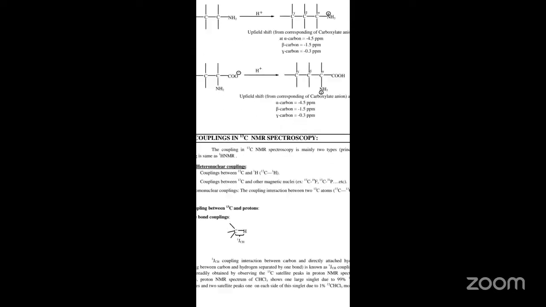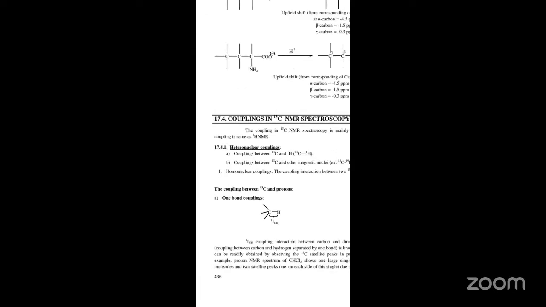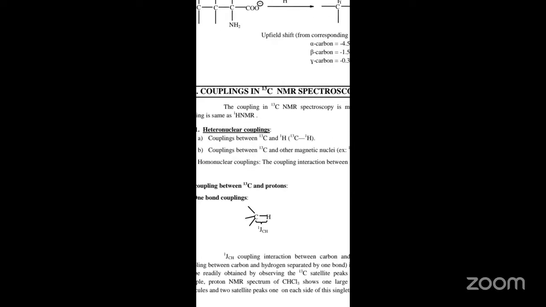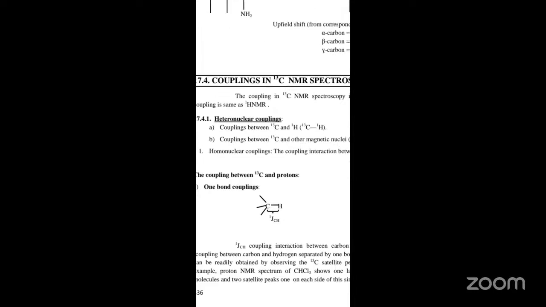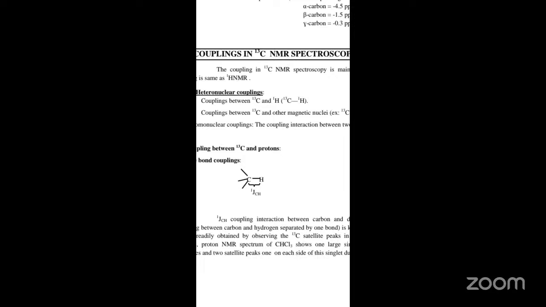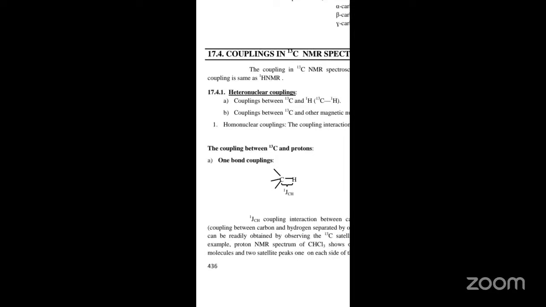Next, the couplings in the C13 NMR spectrum. Generally we have two types of couplings here, homonuclear coupling and heteronuclear coupling. A homonuclear coupling is between carbon and carbon, and a heteronuclear coupling is between carbon and hydrogen. Here first we'll see the heteronuclear coupling, the coupling between carbon C13 and hydrogen, and also between C13 and other nuclei like fluorine and phosphorus.